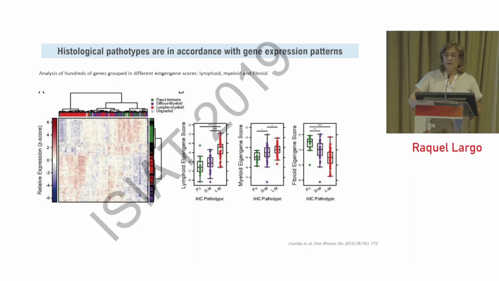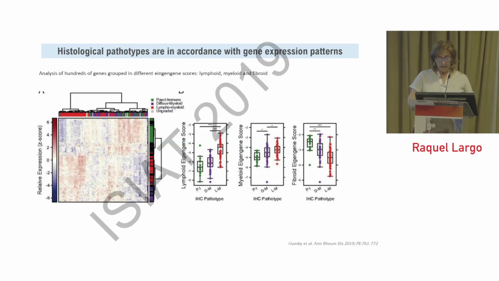This description of different pathotypes was simultaneous with the description of genetic pathotypes that are in perfect accordance with the histological alterations. As you can see here, in the study of early arthritis that I described earlier, investigators also analyzed hundreds of genes, and they grouped the genes in different groups depending on the pathway or the family corresponding to each gene: lymphoid, myeloid, or fibroid-associated genes.